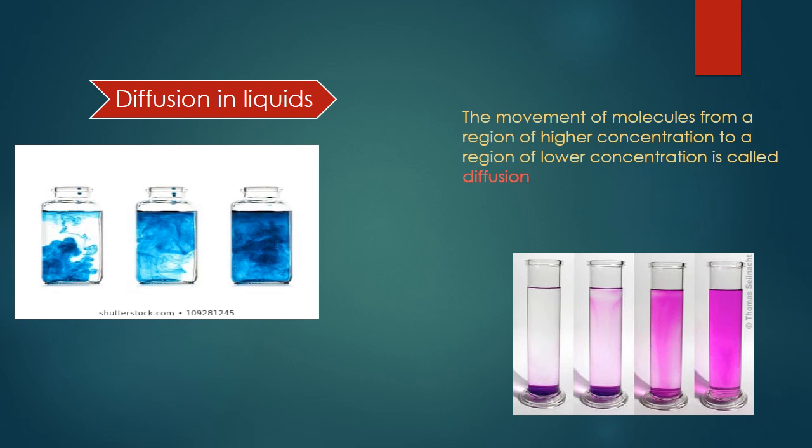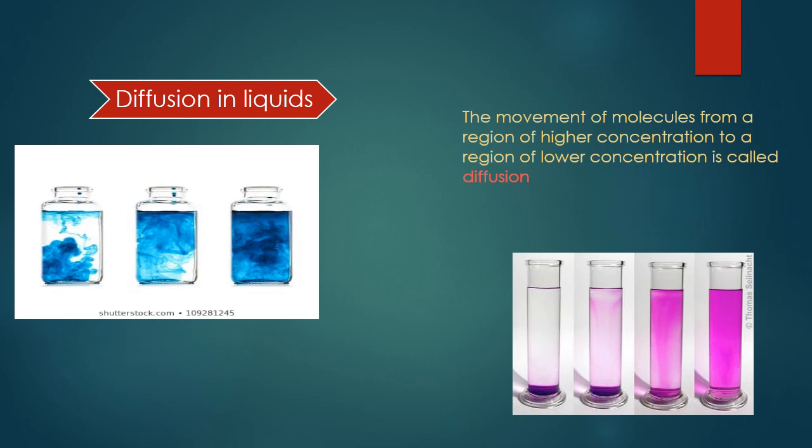Liquids have more intermolecular distance between the molecules. Also, the intermolecular force is less as compared to solids. That is why the liquids have the ability to flow. Also, the process of diffusion is observed in liquids. What is diffusion? The movement of molecules from a region of higher concentration to a region of lower concentration is called diffusion. To understand this process, we'll perform an activity.